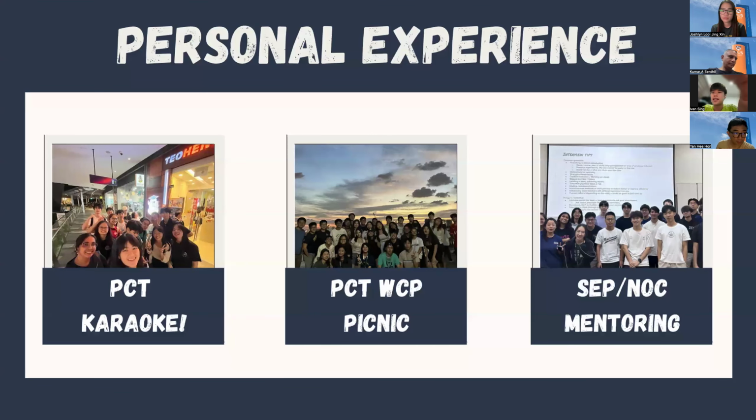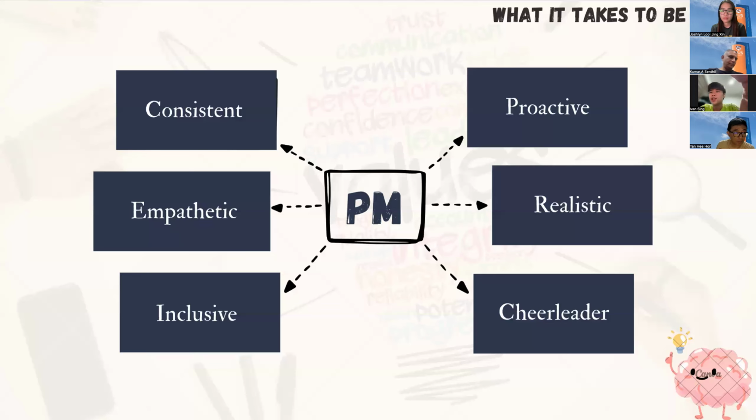These are the key values a peer mentor should have, which are being consistent and proactive. Not every resident will be enthusiastic about joining events, so you might need to consistently reach out and check in on their well-being. That's where you show you are empathetic also, because when they tell you about their conditions, you should understand them and give constructive feedback.